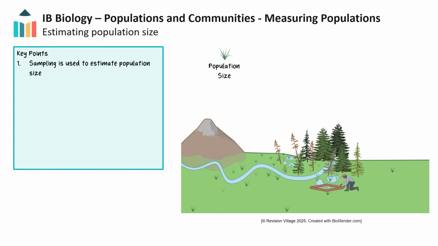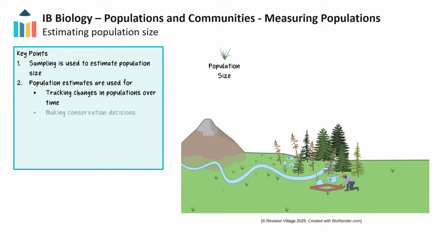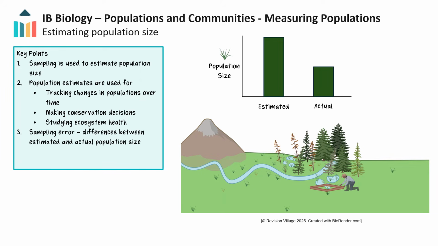Counting every individual in a population is often impractical, especially if the population is large, widely spread out, or difficult to access. Instead, ecologists use sampling techniques to estimate population size. These estimates are useful for tracking changes in population over time, making conservation decisions, and studying ecosystem health. However, sampling comes with sampling error, the difference between the estimated and actual population size. This is inevitable because only a subset of the population is measured.